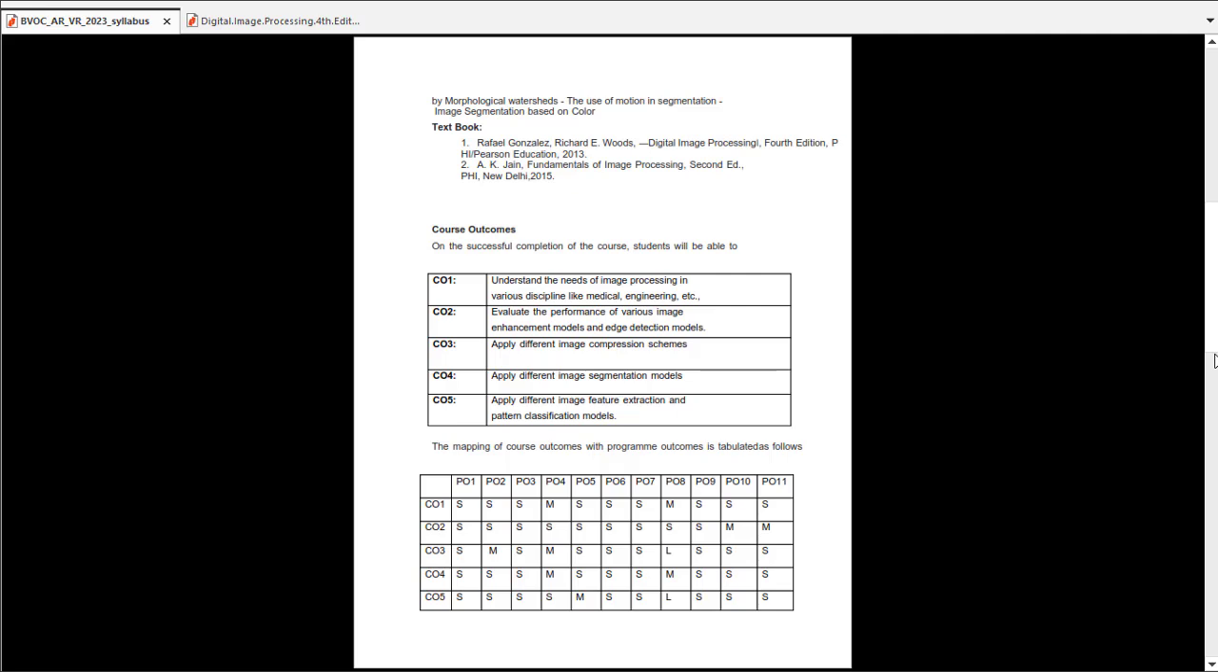The first book is Rafael Gonzalez and Richard Woods, Digital Image Processing, fourth edition, PHI PSN edition, in the year 2013. The second is A. K. Jain, author of Fundamentals of Image Processing, second edition. There are two textbooks.